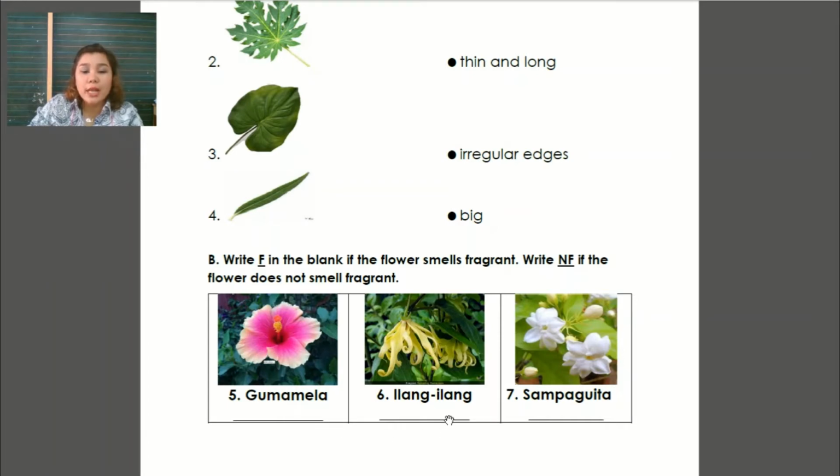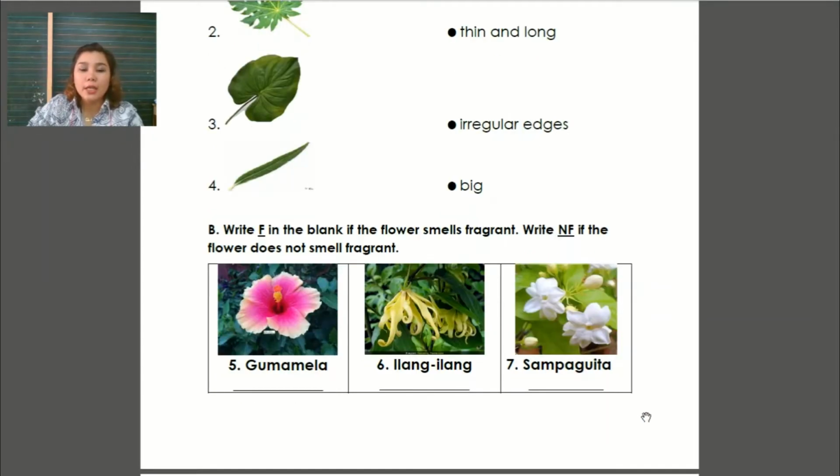Number 6, ilang-ilang. Have you seen ilang-ilang? It's a tree, pero yung flowers niya, parang ano siya, they are not too obvious kasi parang kasama siya ng leaf. And then, if you've seen yung sampagitan na garland, yung dulo nun, minsan kulay red, minsan kulay light green. So, that is ilang-ilang. And number 7, sampagita. So, which is put into a garland. Yung sinasabit sa santo. Okay, so, F or NF.